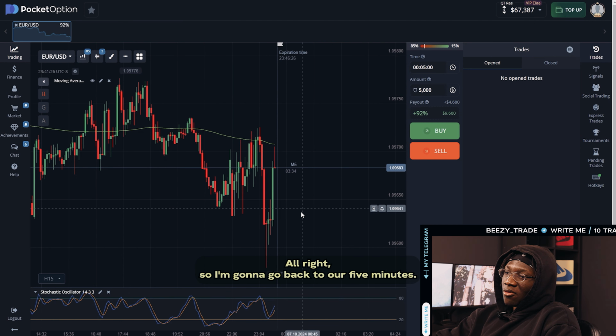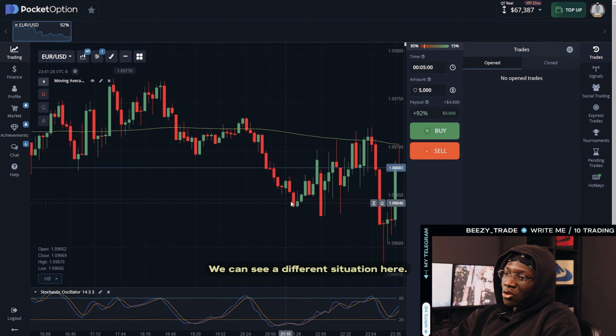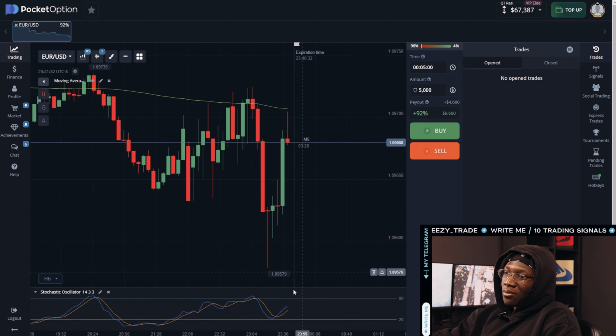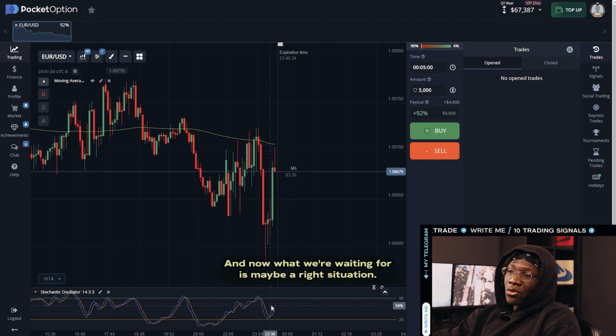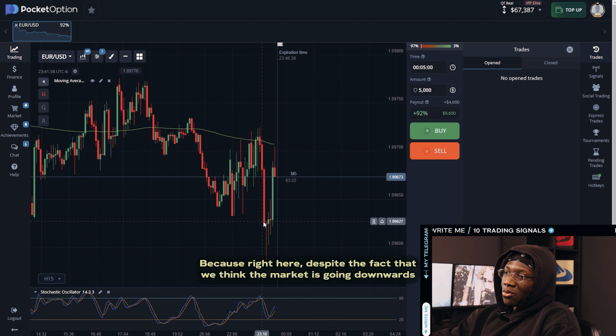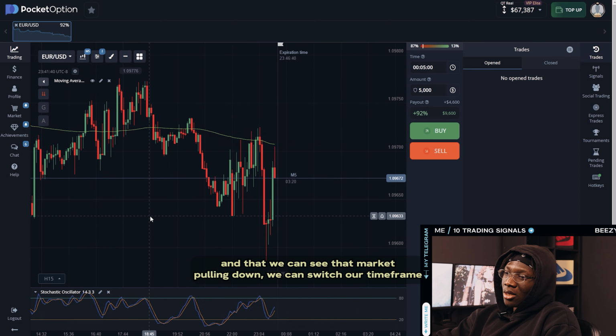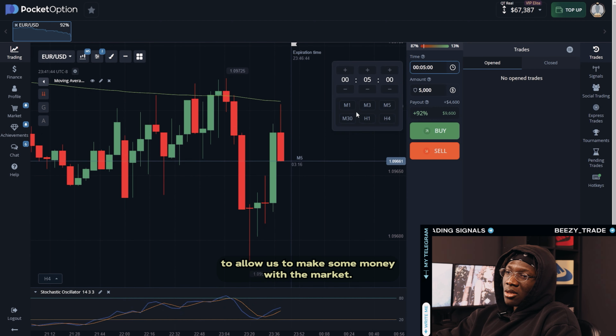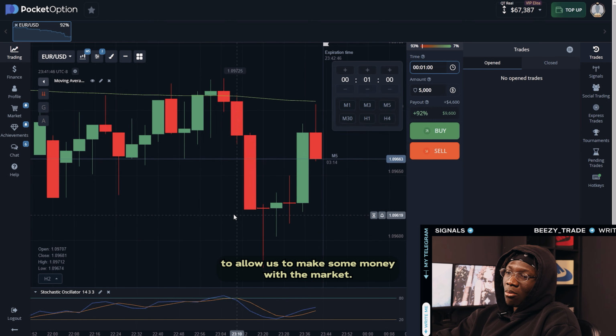So when we go back to our 5 minutes, we can see a different situation here. We kind of see the market pulling upwards, right? And now what we're waiting for is maybe the right situation. Because right here, despite the fact that we think the market is going downwards, and now we can see the market pulling down, we can switch our time frame to allow us to make some money with the market.